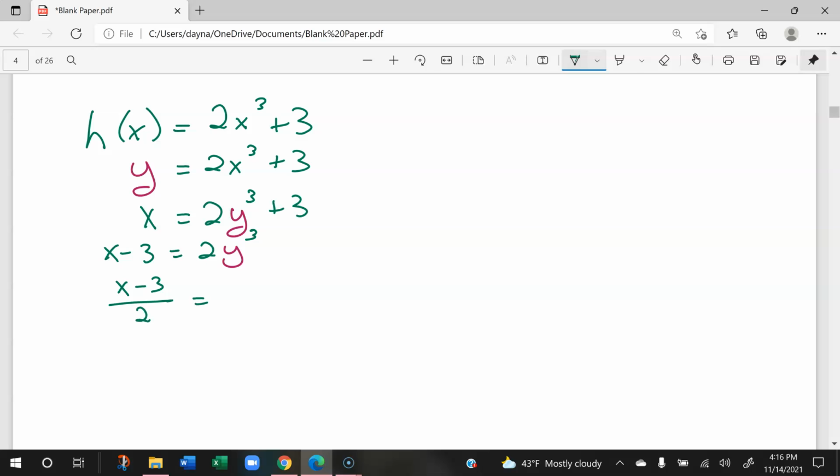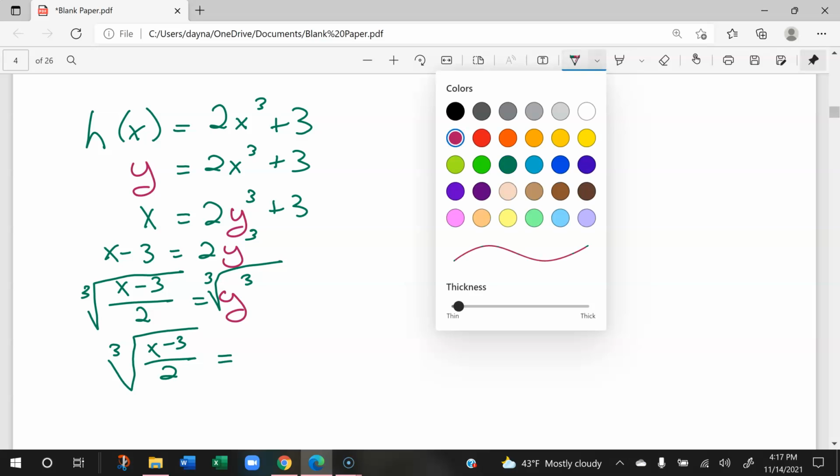Is equal to a y raised to the third power. Now, I need to get rid of this third power. In order to get rid of the third power, we are going to take the cube root of both sides. Now make sure that the entire fraction is underneath that cube root. Since it is an odd power, I do not need to do the plus or minus. I just need to take the cube root. So I'm going to have the cube root of x minus 3 divided by 2 is equal to my y.